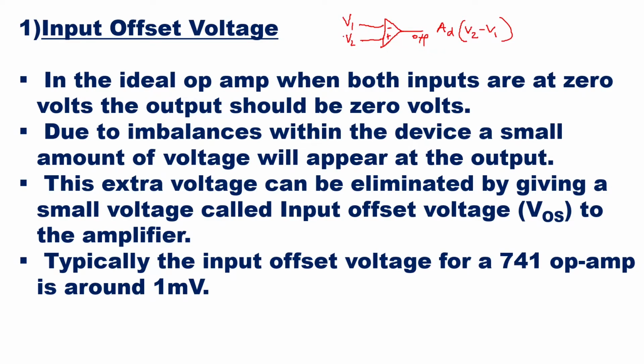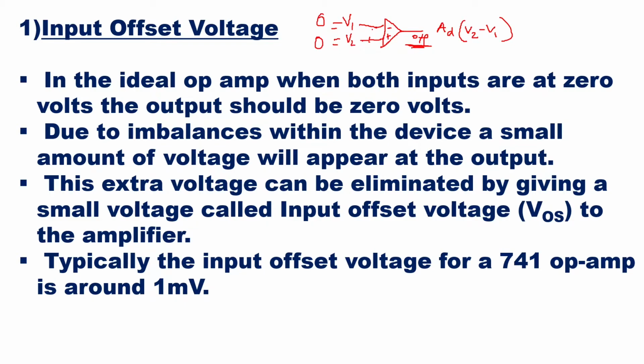Okay, now say if your input voltages are zero, so V1 is equal to 0 and V2 also is equal to 0, then output voltage has to be 0. But sometimes it is seen that due to imbalances in the OPAMP, a small value of output voltage exists, even if the input voltages are 0. That is called input offset voltage.